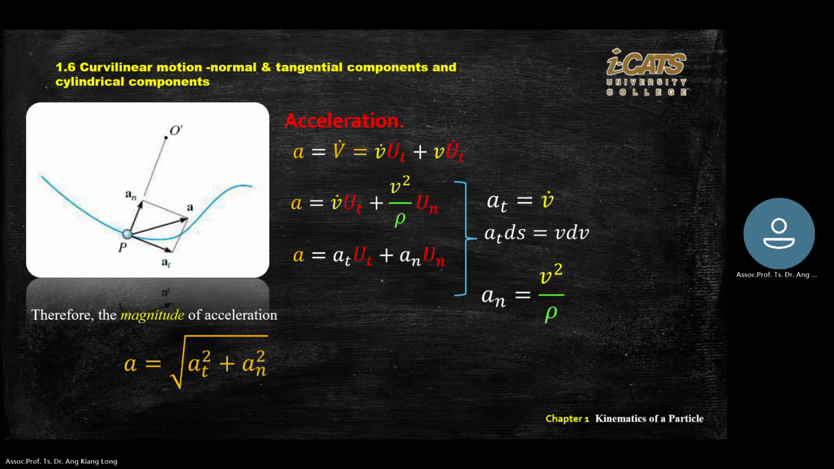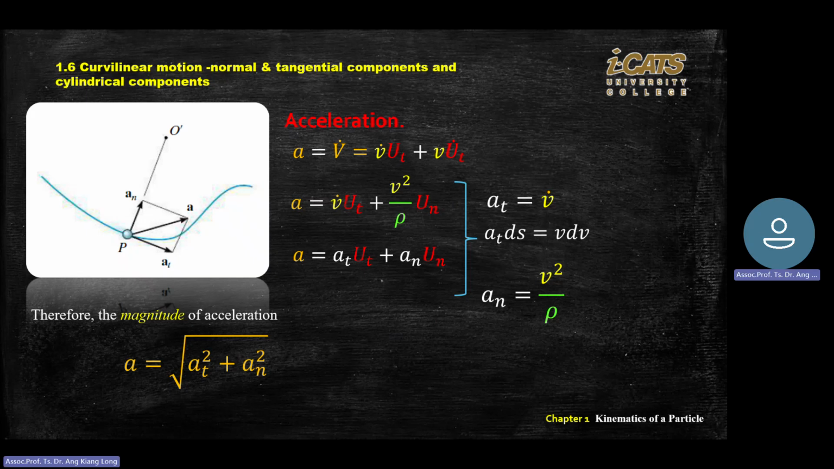Understand? You are given the V direction. So you take this V tangent direction, differentiate with time, you get AT, right? Understand? Am I going too fast?